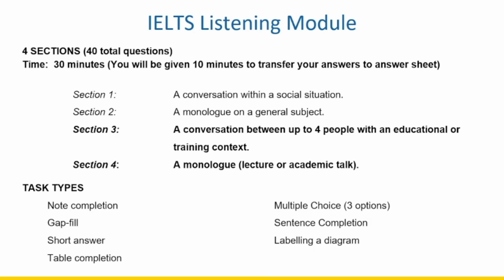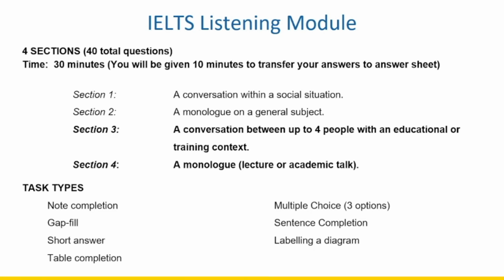As you remember, we had 4 sections. Section 1 is going to be about a conversation within a social situation. Section 2 is going to be a monologue on a general subject. Our section 3 is going to be a conversation between up to 4 people with an educational or training context. And our final section 4 is going to be a monologue, a lecture or academic talk.